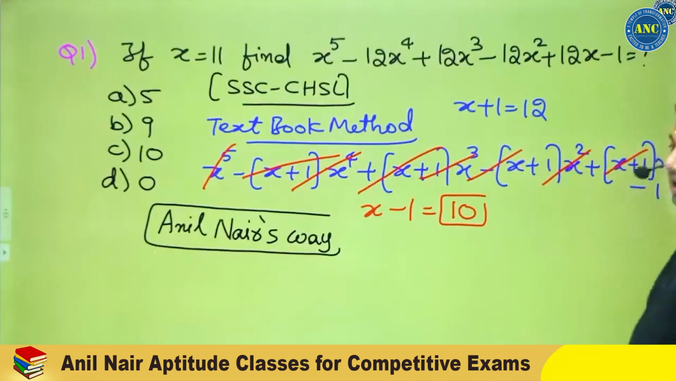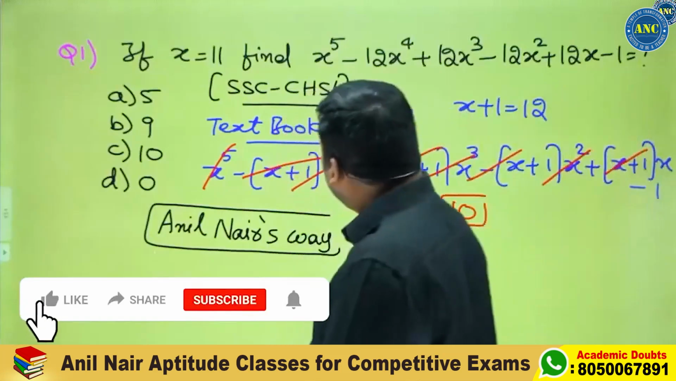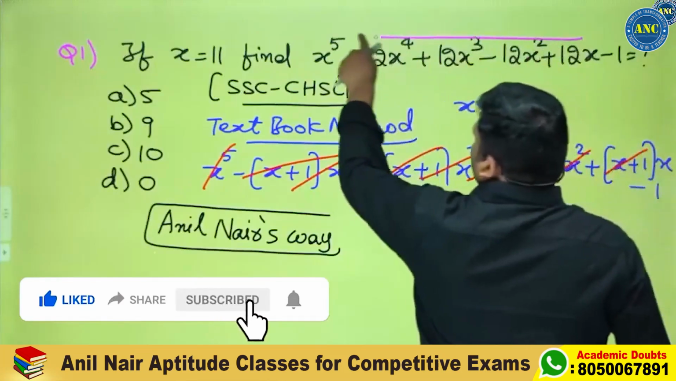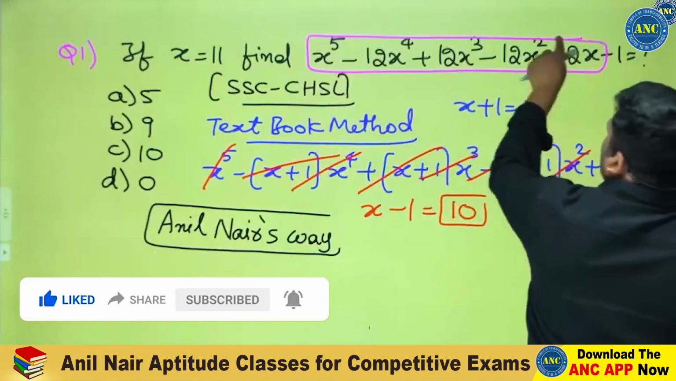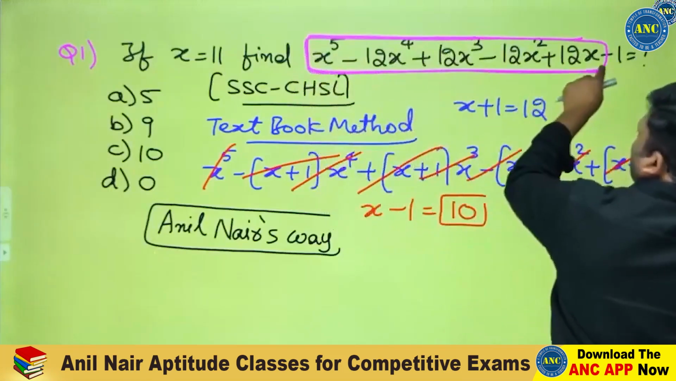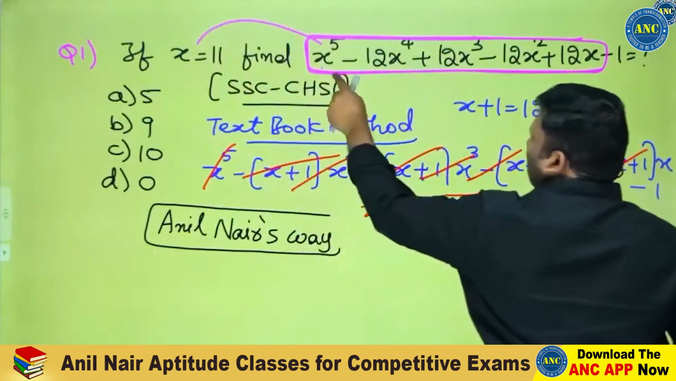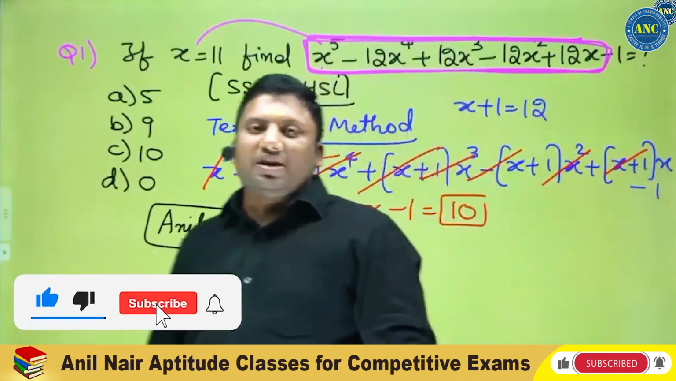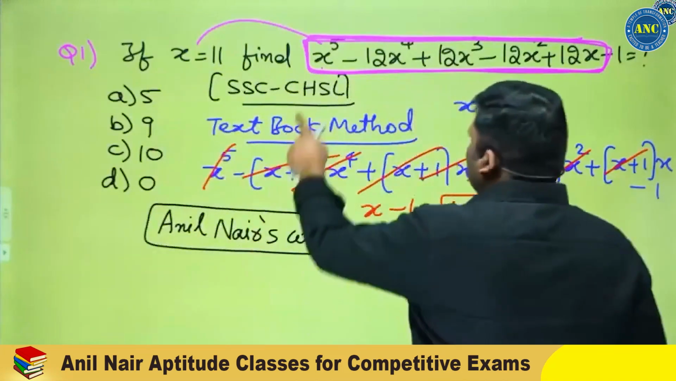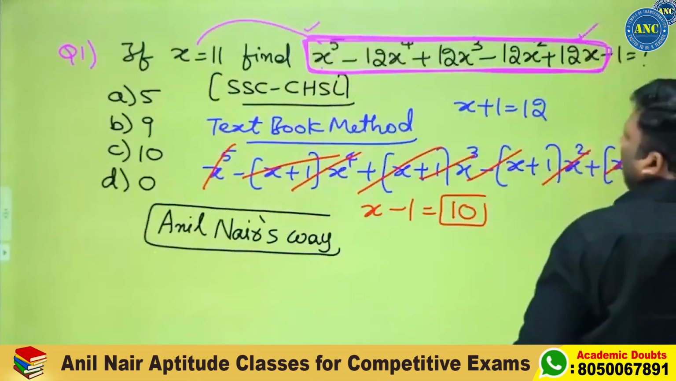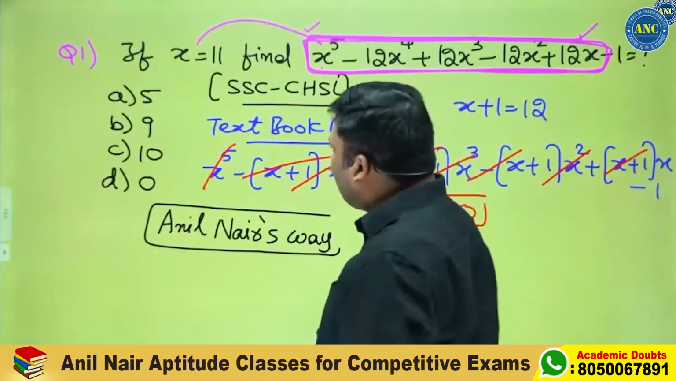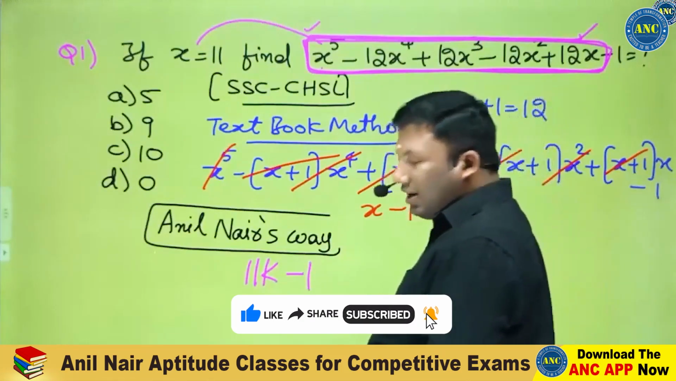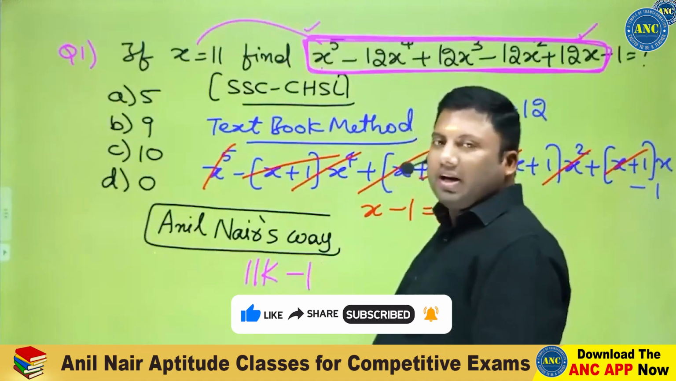In x power 5 minus 12x power 4 plus 12x cube minus 12x square plus 12x, all these terms contain x. What is the x value? 11. That means from here to here, every term is multiplied by 11, so it is divisible by 11. So it is 11 into something, and what is remaining? Minus 1. So the answer, when divided by 11, should give remainder minus 1.